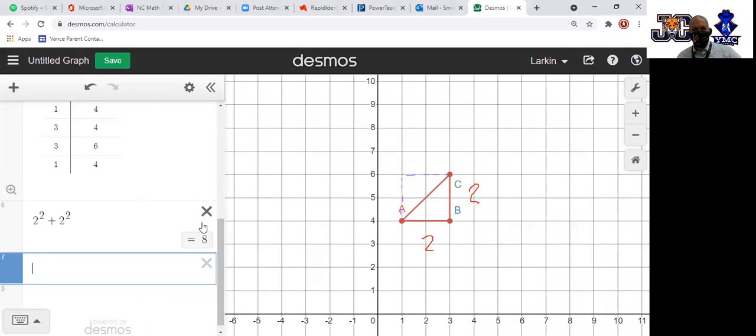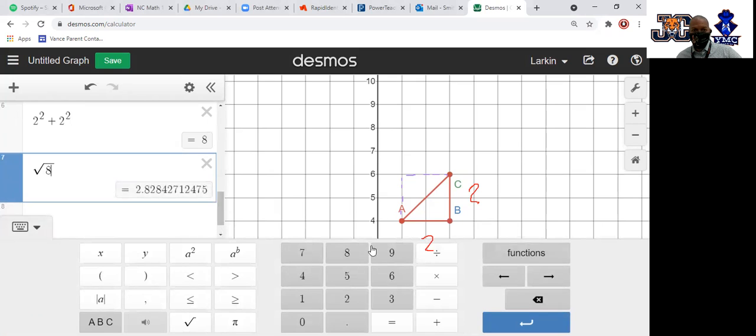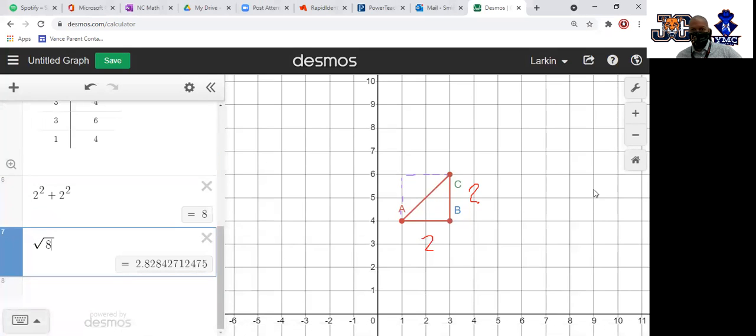And now we just take the square root of that. So I'm going to take the square root of that, and we get 2.8. So I now know from A to C is 2.8. So this length right here is 2.8. So we have 2, 2, and 2.8.